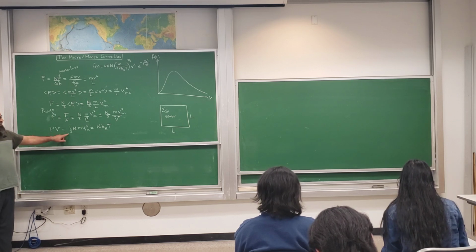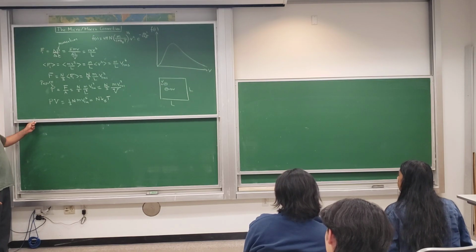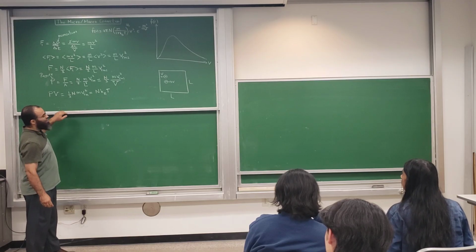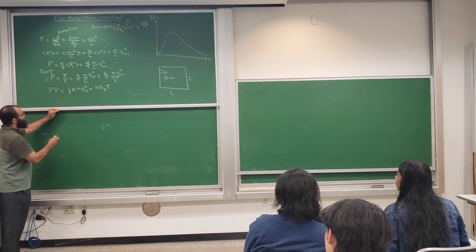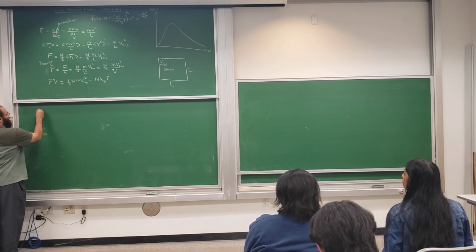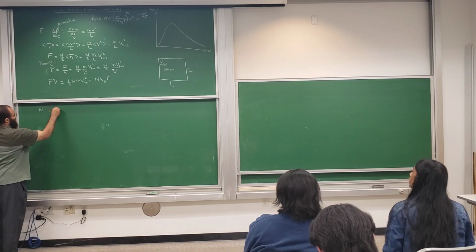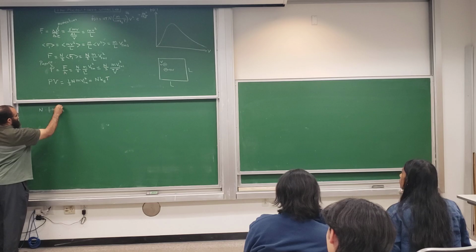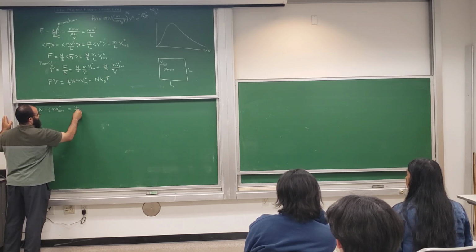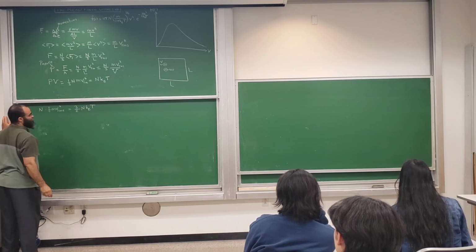Okay, so we're going to continue with this one. The next step: I'm going to multiply both sides by 3 and then divide by 2. So when I do that, I will have N times 1/2 m v RMS squared is equal to 3 over 2 times PV.